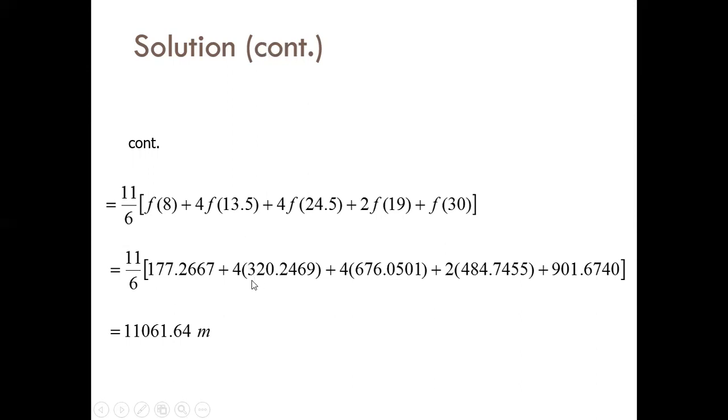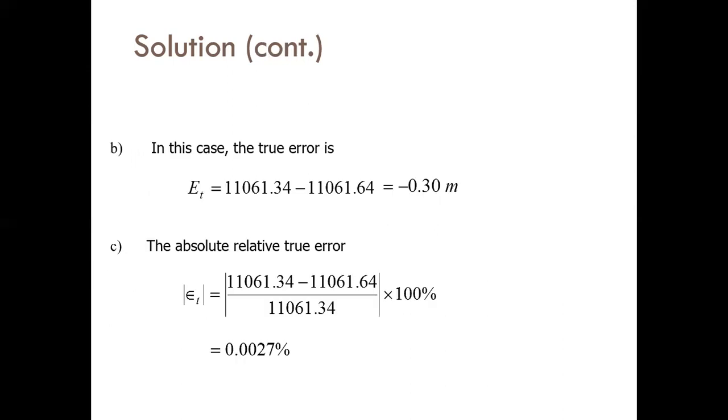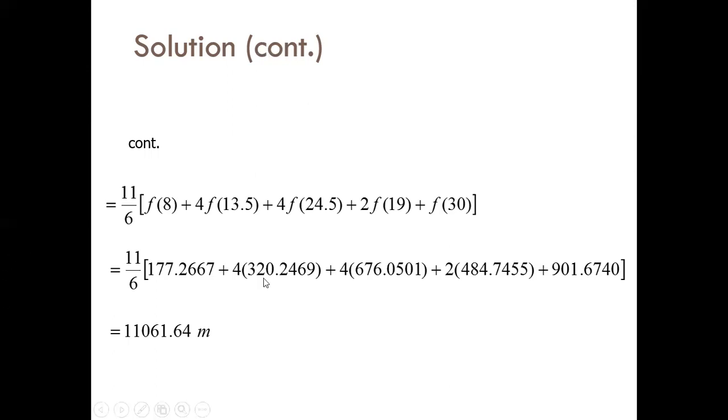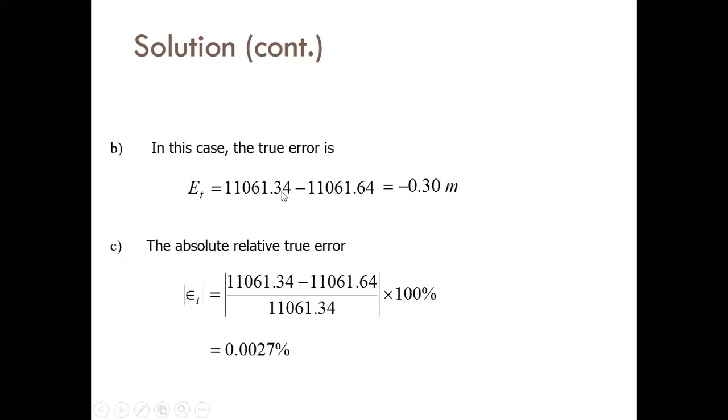f of 13.5 is 320.2469, plus f of 24.5 is 676.0501, plus f of 19 is 484.7455. By solving all the calculation, the final answer is 11061.64 meters. This is your answer by using Simpson's 1 by 3 rule. But the actual value is 11061.34. Then the true error is actual value minus calculated value.